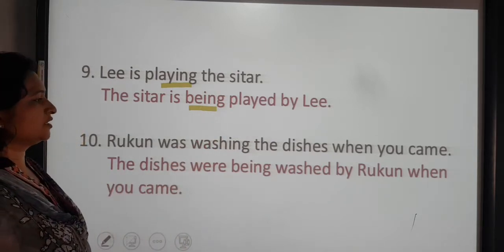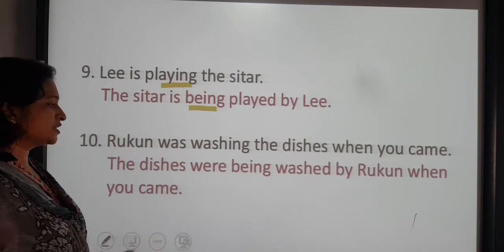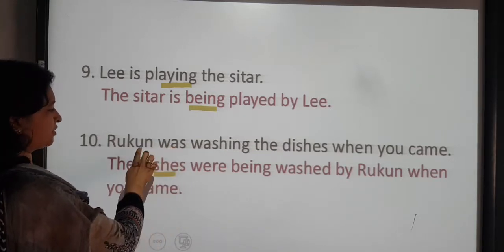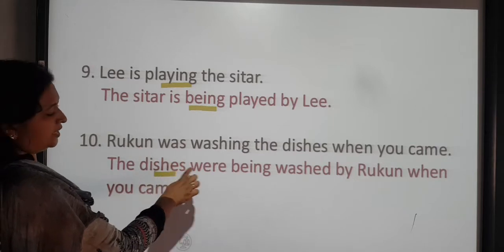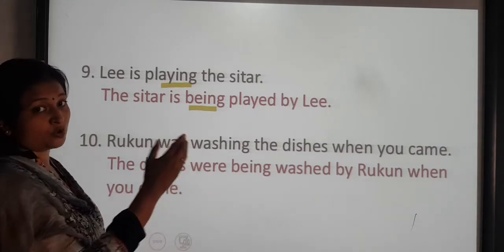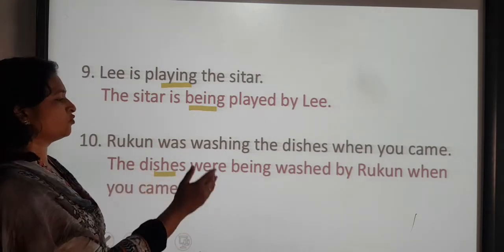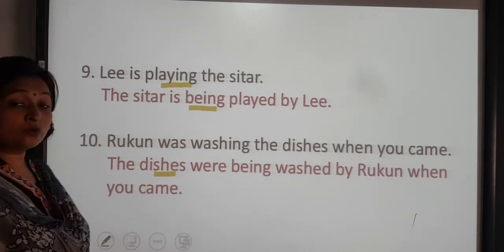Rukun was washing the dishes when you came. The dishes were being washed because S is there, was यहाँ है because this is singular, but dishes plural है, so you'll be writing were. You know na, the verb should agree with the subject. So the dishes were being washed by Rukun when you came.